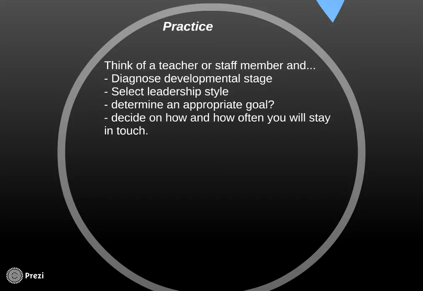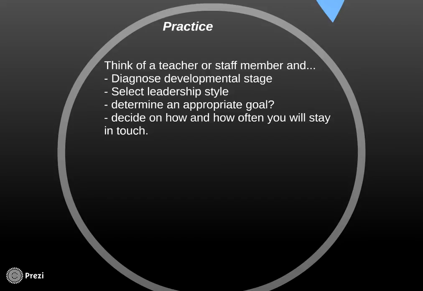And then with the same teacher, I would determine an appropriate goal. My goal is to get them from stage 1, the beginner, to stage 2, the more disillusioned learner. So the goal might be just to get a low standard or standard on their next observation in a month's time. That could be the appropriate goal there.